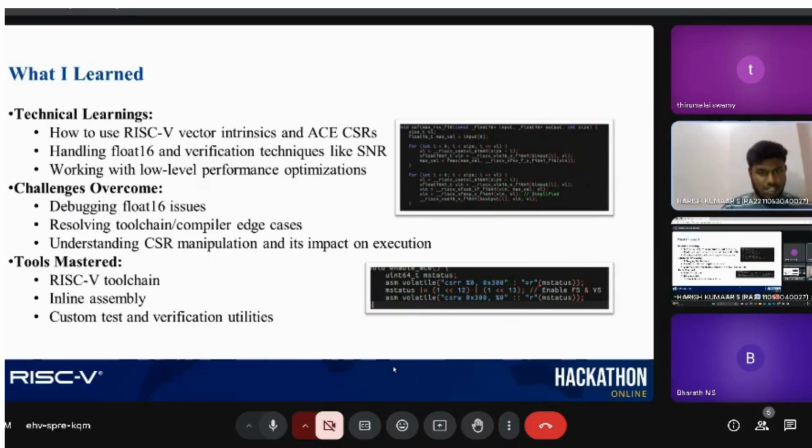Our final implementation using RISC-V plus ACE showed significant performance improvement over the C baseline. We ensured accuracy with a custom verification routine, verify buffer F16 with SNR validation, which confirmed our results were numerically stable. We also created a reusable infrastructure to test other float 16 vector operations in future projects. The project pushed our limits technically and gave us exposure to both architecture level and application level design.